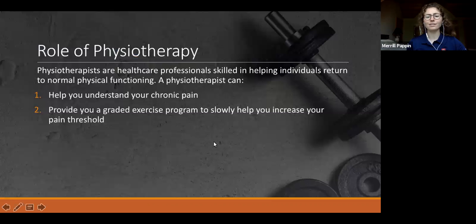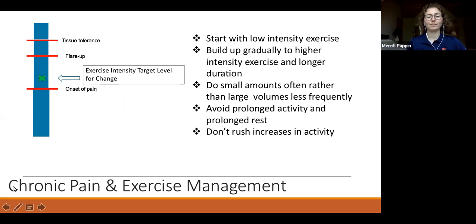So what happens in chronic pain in someone who is sensitized is the bottom line for pain onset is lower than it would be in someone who doesn't have chronic pain with sensitization. And when we get a lower threshold for pain, we get an increased distance between tissue tolerance and onset of pain.